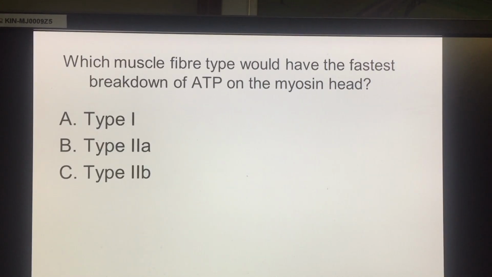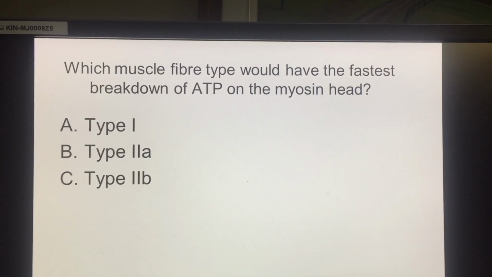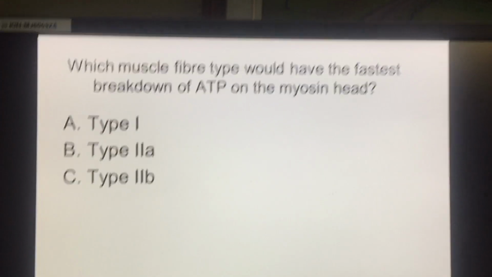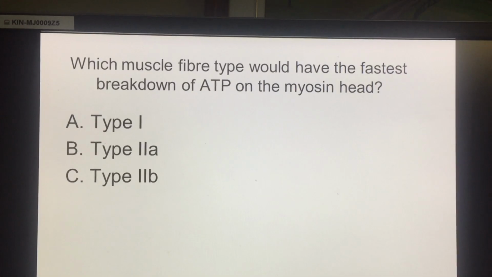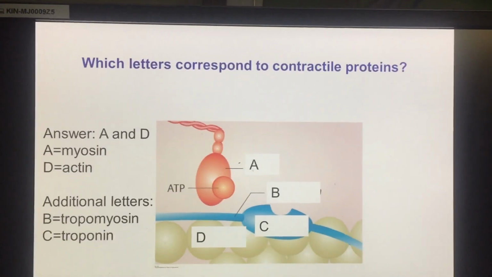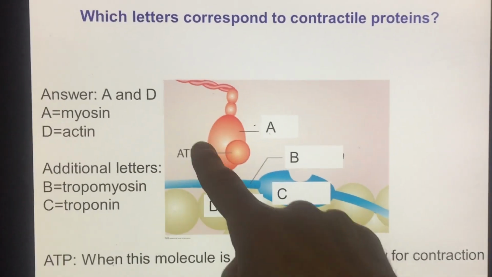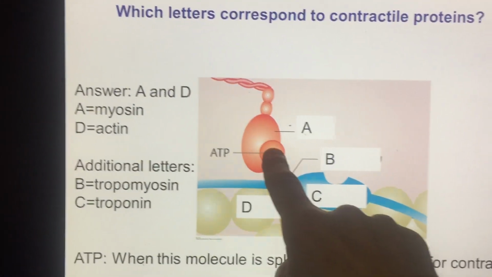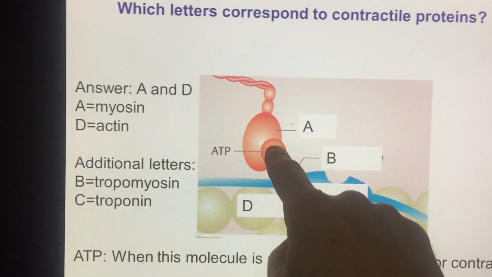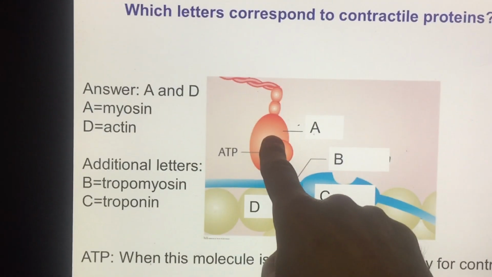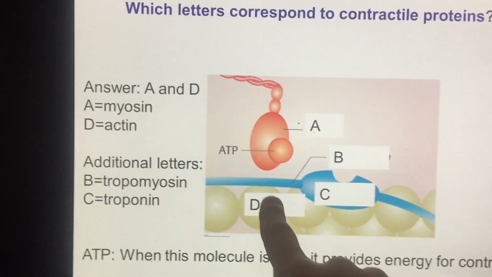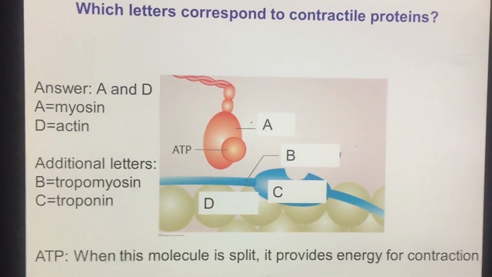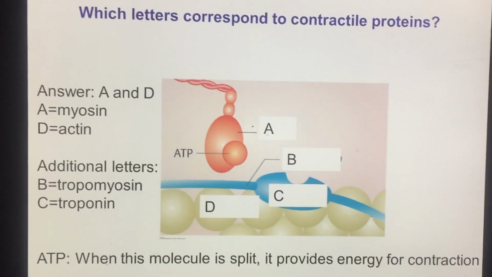It is the fastest contracting fiber. It has the highest amount of enzyme that breaks down the ATP at the myosin head. So the ATP, you can see, is associated here with the myosin head. When that's broken down, you get energy for muscle contraction, and that allows the myosin to form cross bridges with actin. So you need that energy for myosin to form the cross bridges and for muscle contraction to occur.